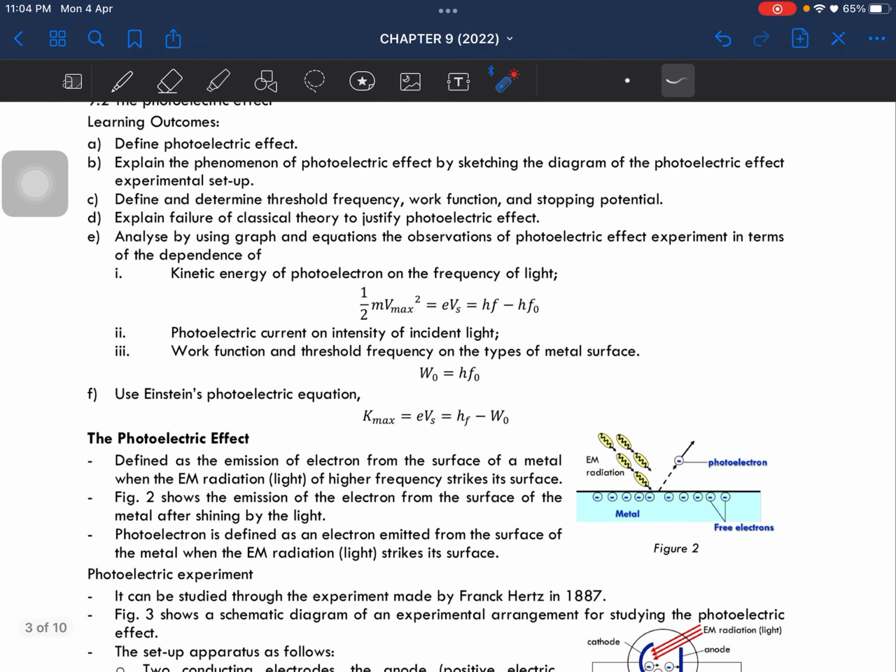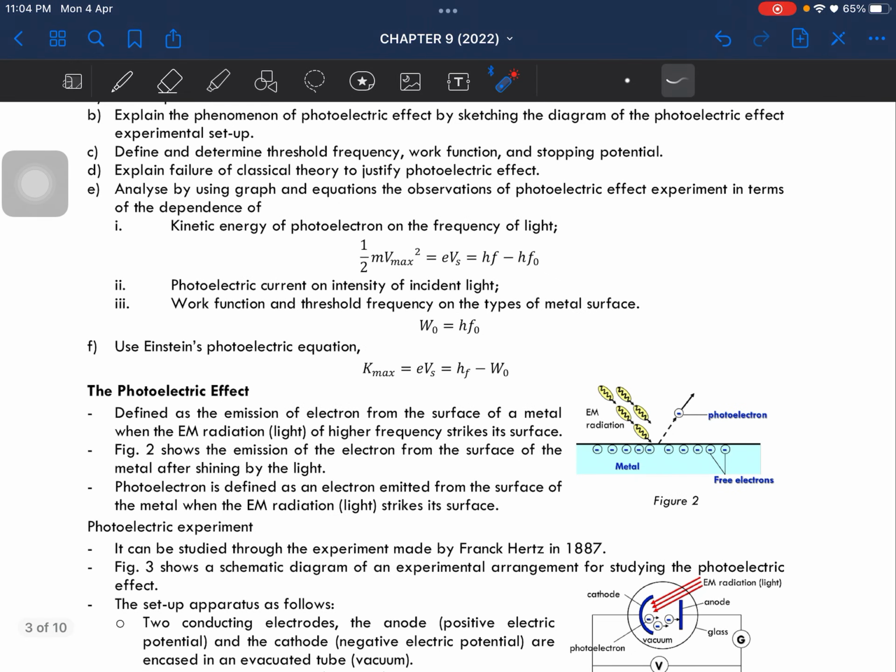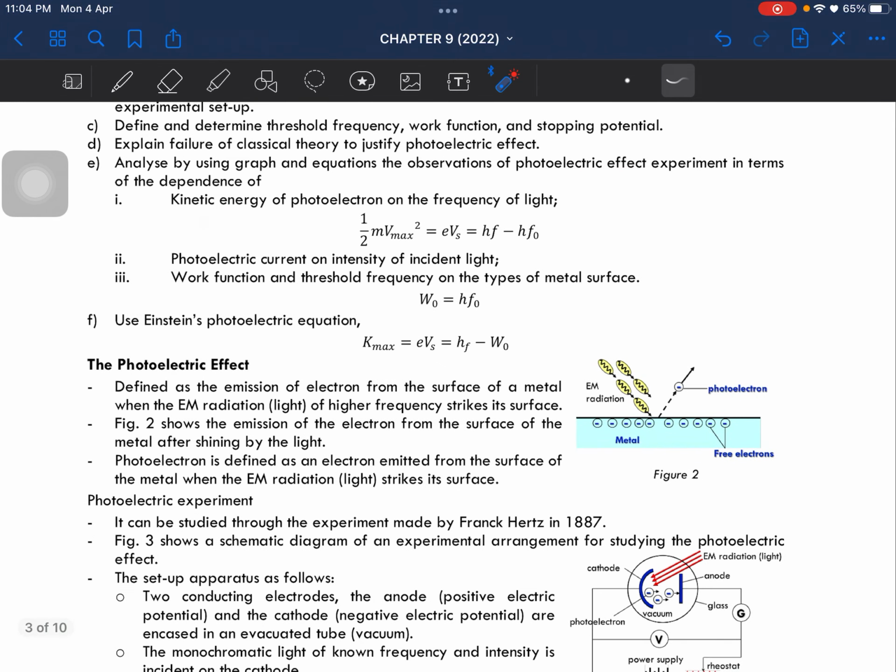Okay, and then you have to analyze by using graph and equations the observations of photoelectric effect experiment in terms of the dependence of kinetic energy of photoelectron on the frequency of light, photoelectric current on intensity of incident light, work function and threshold frequency on the types of metal surface. And then lastly, you have to use the Einstein's photoelectric equation, which is this one.